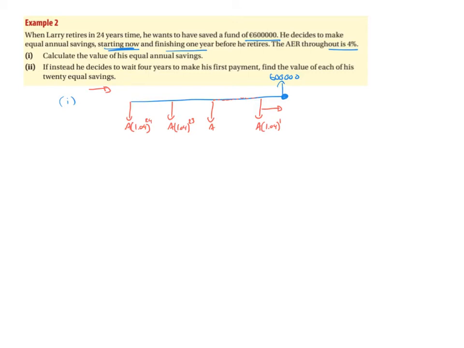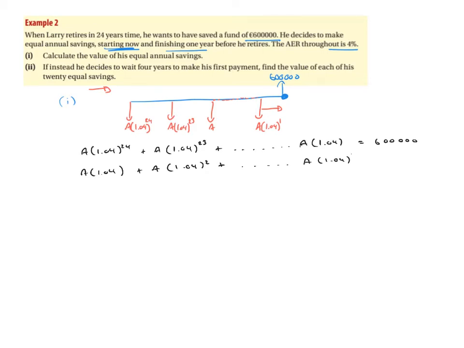So hopefully you can see that what I have here is A times 1.04 to the power of 24, plus the amount times 1.04 to the 23, plus, I'm just going to keep going to get to that final savings amount there, 1.04, which is being saved for 1 year, and that's got to equal 600,000 euros. Now I'm going to swap them around. So all I'm going to do is put A times 1.04 at the front, plus A times 1.04 squared, plus A times 1.04 to the power of 24, and that's equal to 600,000.